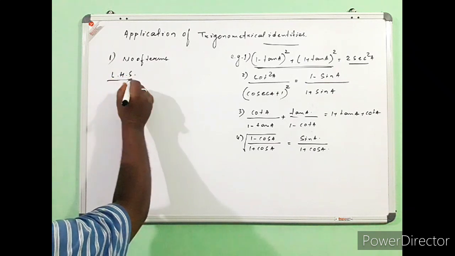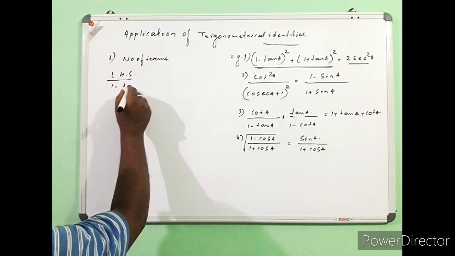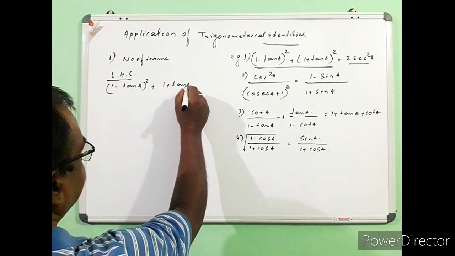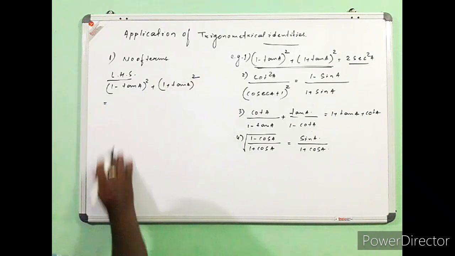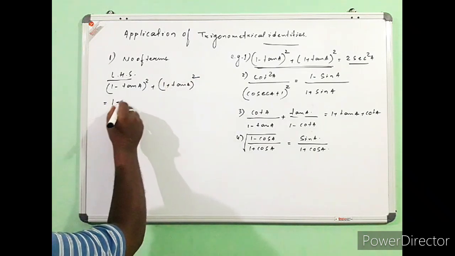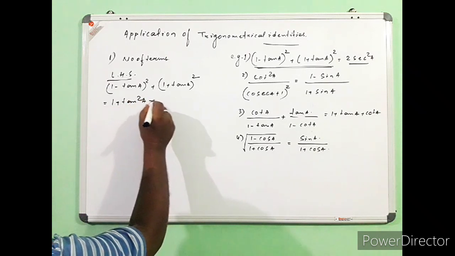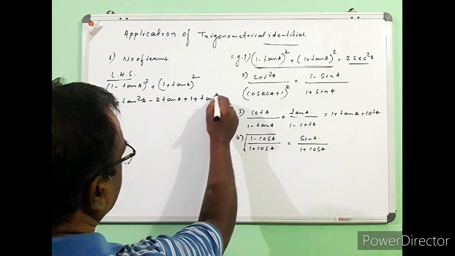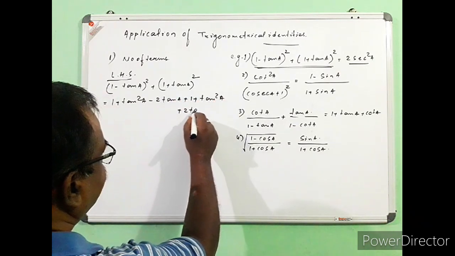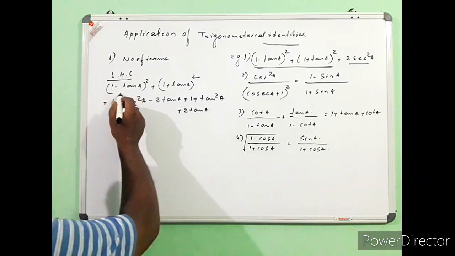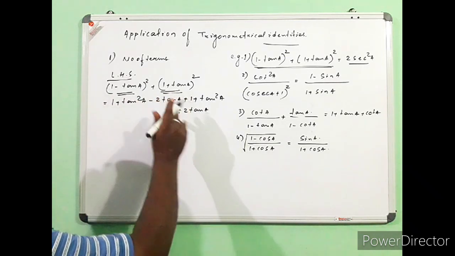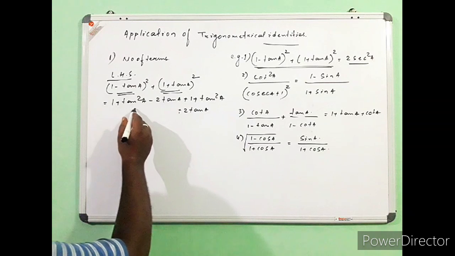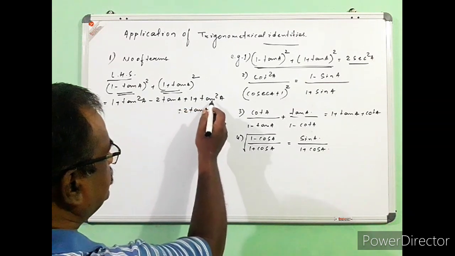For example number 1, it is given as (1 minus tan A) whole square plus (1 plus tan A) whole square, the LHS. If we split this one, we get 1 plus tan square A minus 2 tan A plus 1 plus tan square A plus 2 tan A. Just see, this is (A minus B) whole square and this is (A plus B) whole square, and we have expanded this and got A square plus B square minus 2AB and A square plus B square plus 2AB.